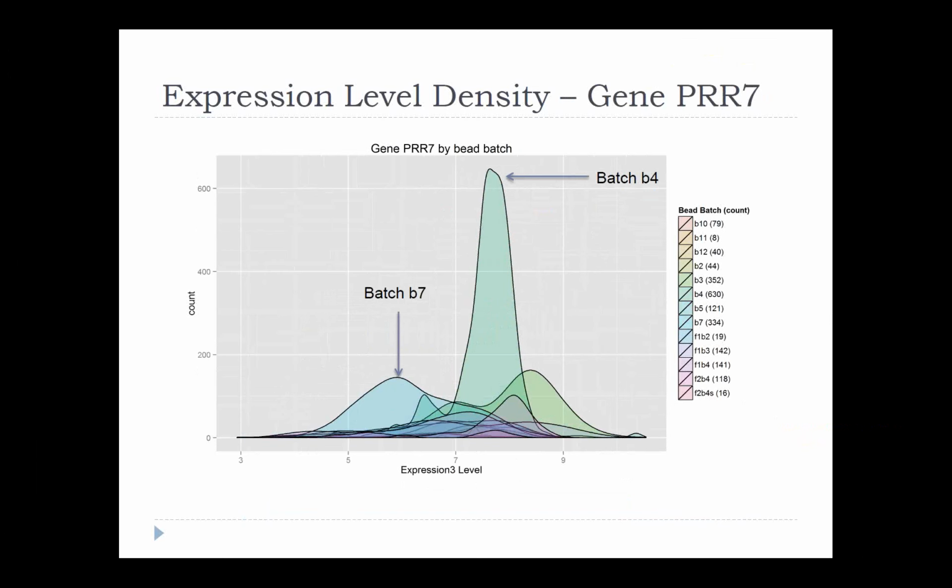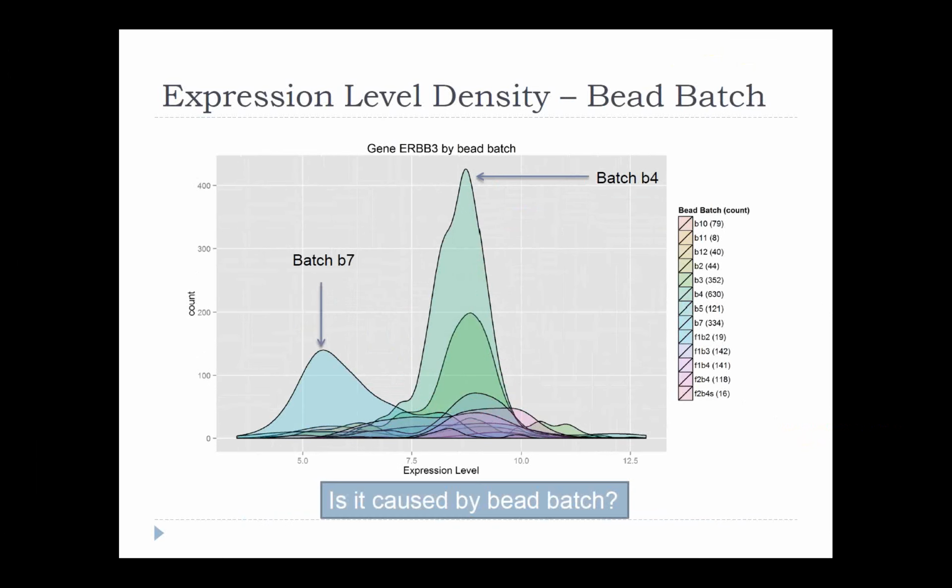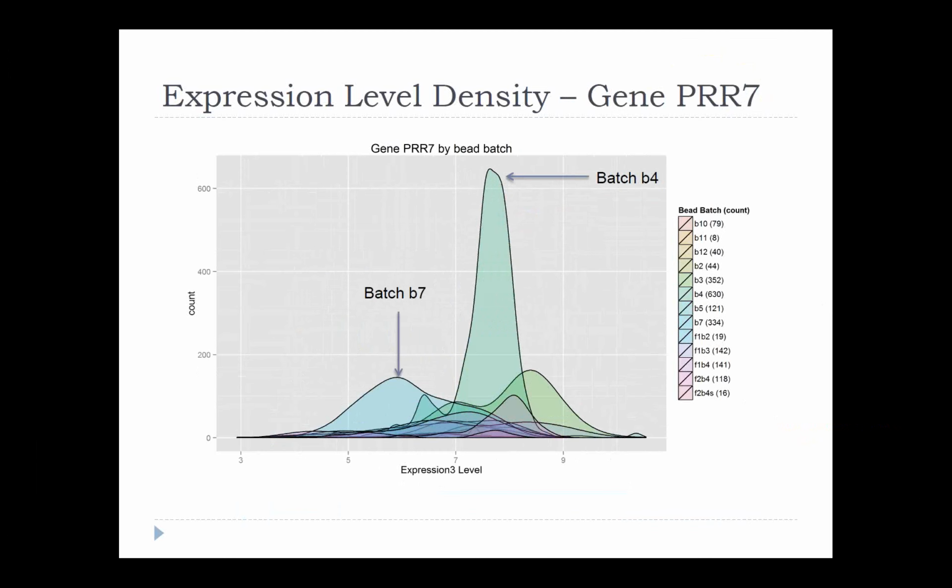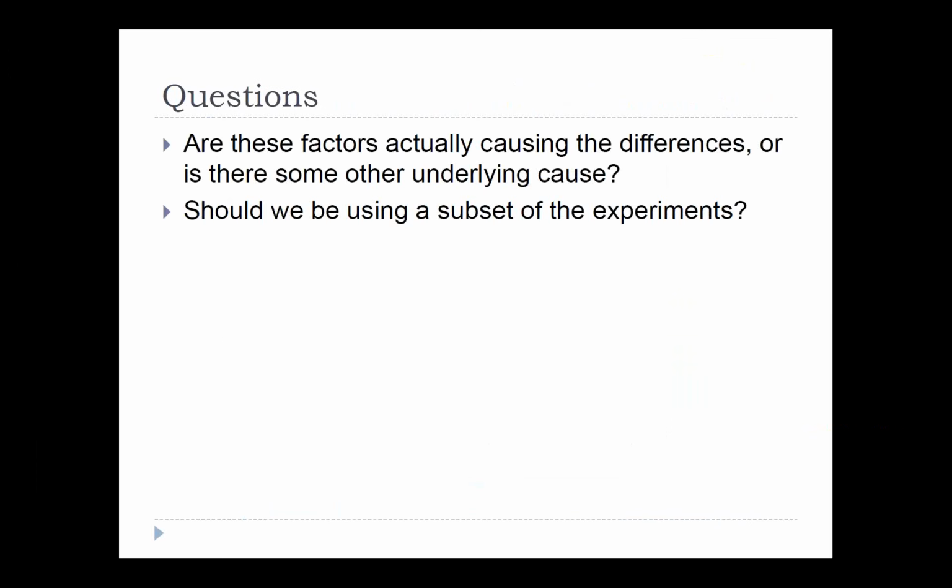And so yeah, I looked at a few other genes. This is another gene where again you see that difference. So it makes me question, does someone know why this is happening? Is there something underlying that's going on? Is it something to do with the bead batches? Which ones are even correct? Should we be using just a subset of these experiments? These are all questions I've been thinking about, and I'd love to have any feedback on those.